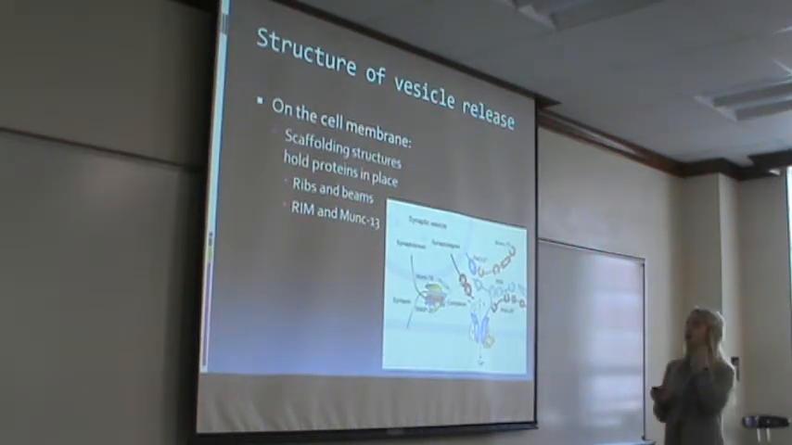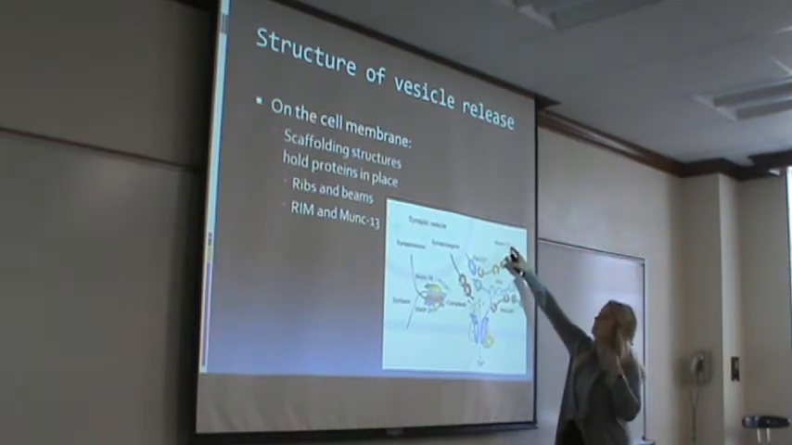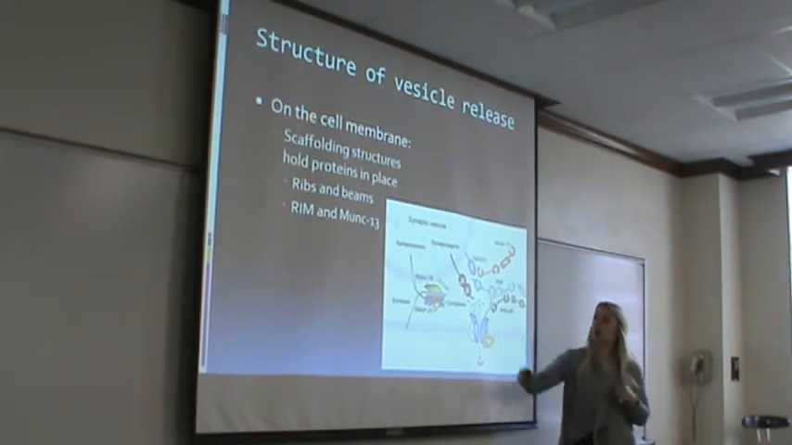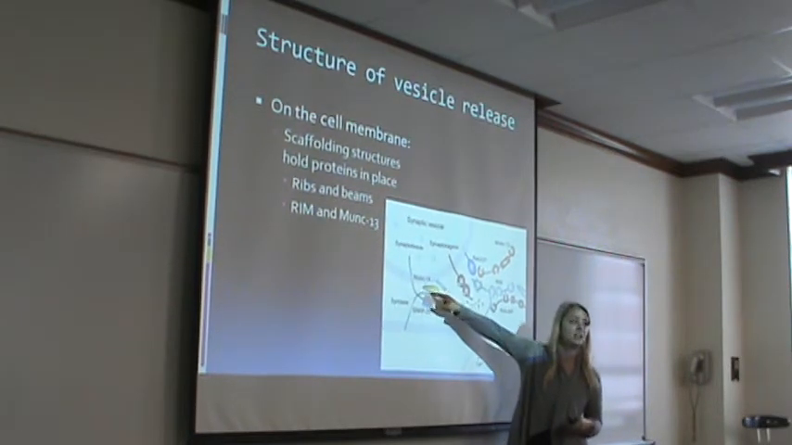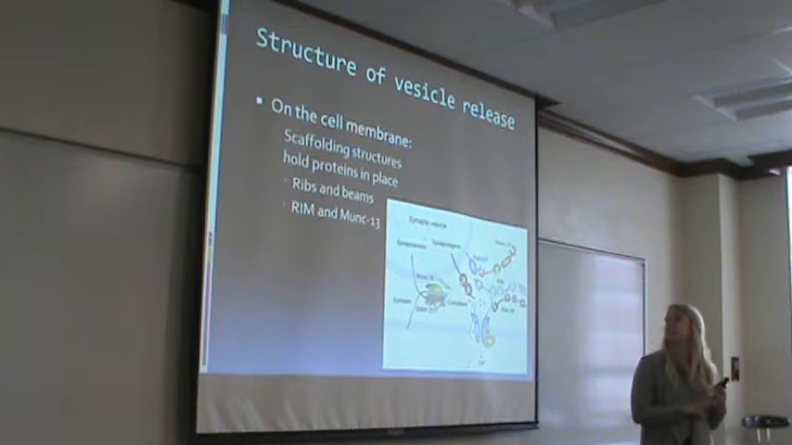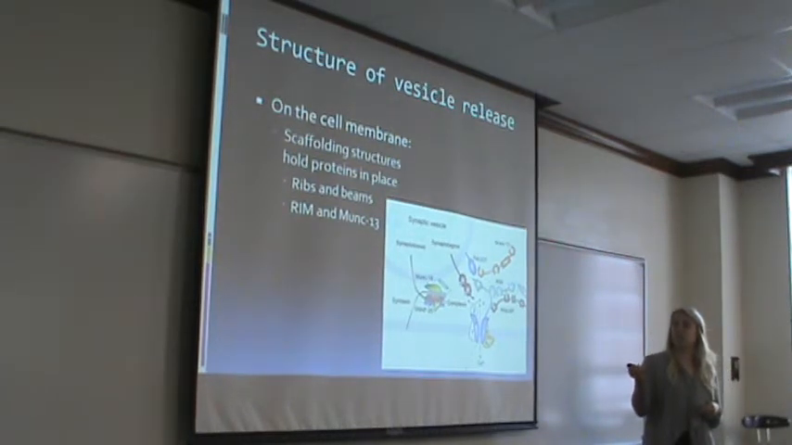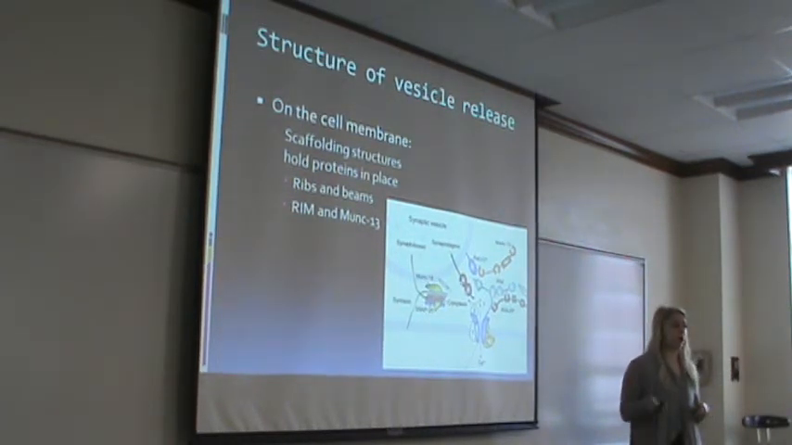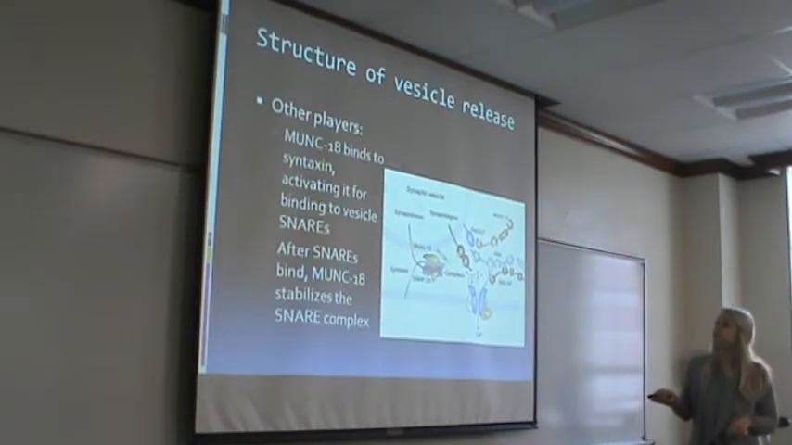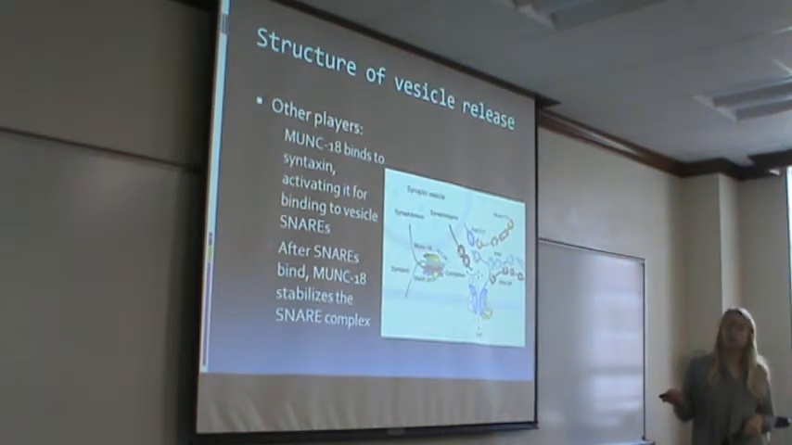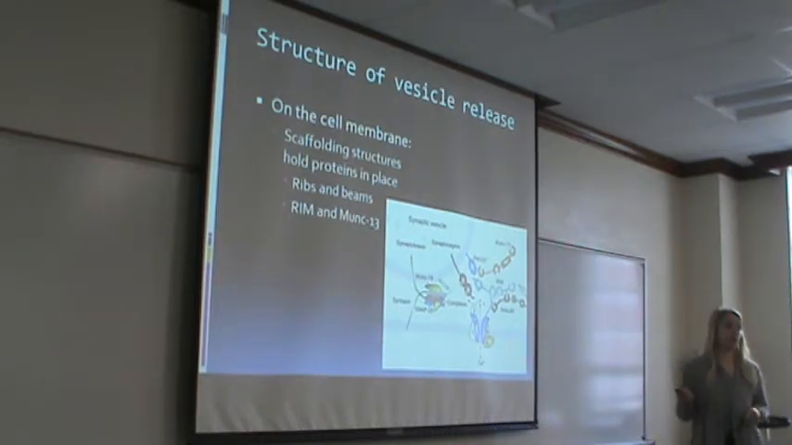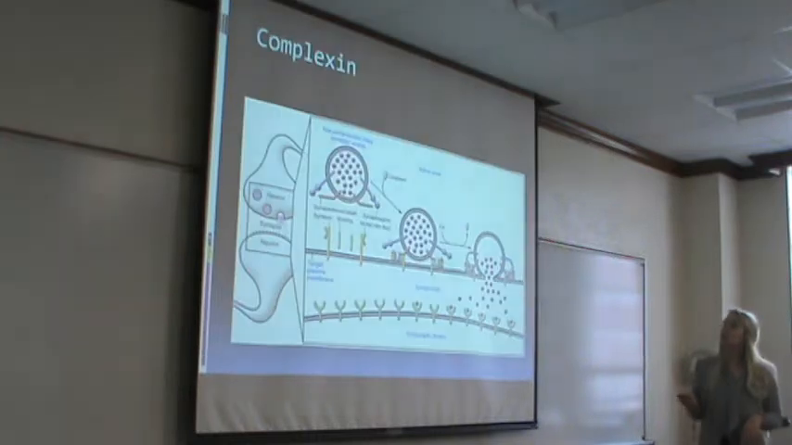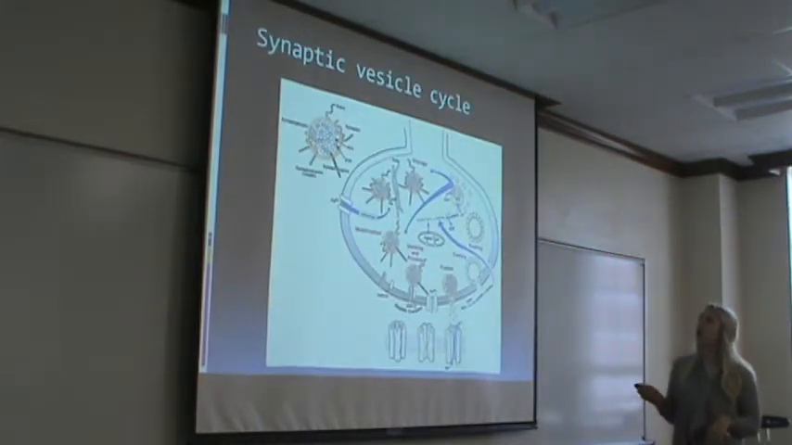Do know that MUNC13 is one of your anchor proteins here, whereas MUNC18 is the one that's actually going to be involved in the SNARE complex. So know the difference between 13 and 18. MUNC18 is sort of your safety pin for the SNARE complex. MUNC13 is a scaffolding protein, so not important for you for this. We talked about complexin. And this is a really good image of all of those different things.